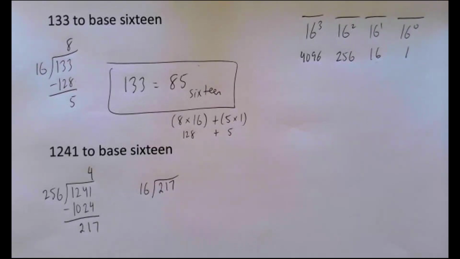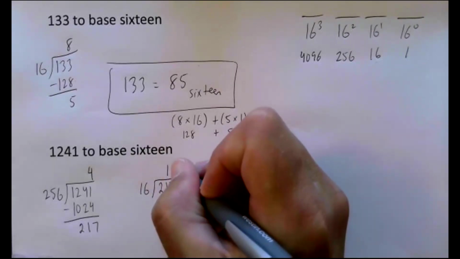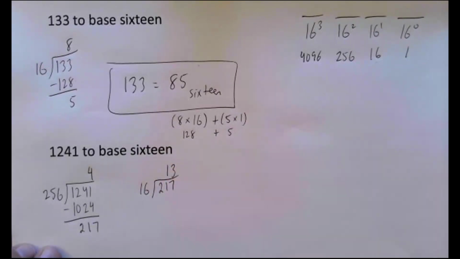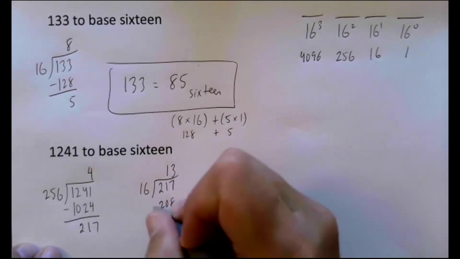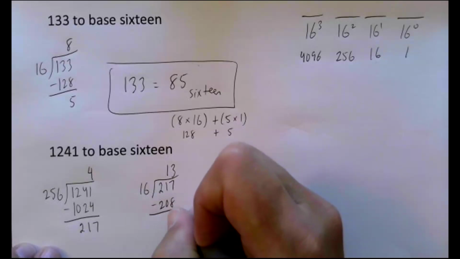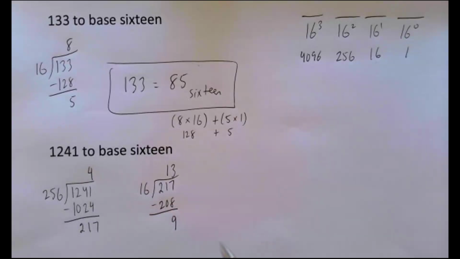So go ahead and do it on your calculator. 217 divided by 16. You'll notice that it's 13 point something. Go ahead and take 13 times 16. You get 208. And then we subtract, we get 9. I'm going to have a 13 in the 16's position. In other words, I'm going to have a 13 right here.